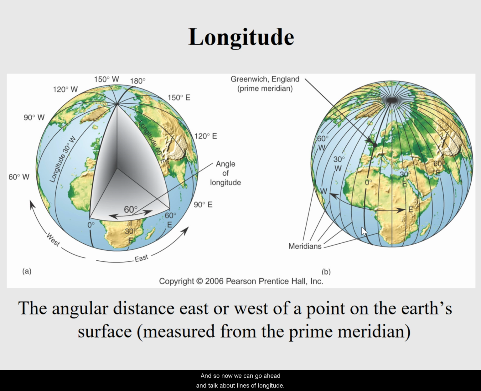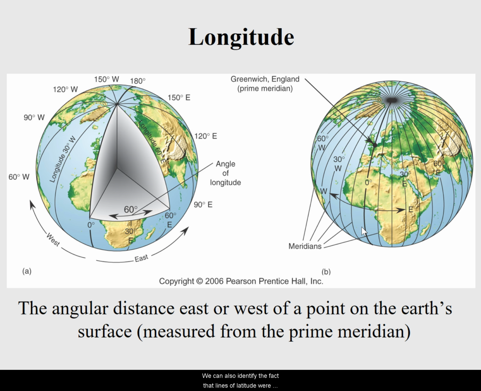And so now we can go ahead and talk about lines of longitude. Lines of longitude are the angular distance east or west of a point on the Earth's surface. So it's measured from the prime meridian. One thing to keep in mind, and this is kind of a little rhyme that I always say to myself, is that lines of longitude are long. Okay, so lines of longitude run north and south, but they're measuring east and west. So for example, 30 degrees west would be a line of longitude. 30 degrees east would be a line of longitude.